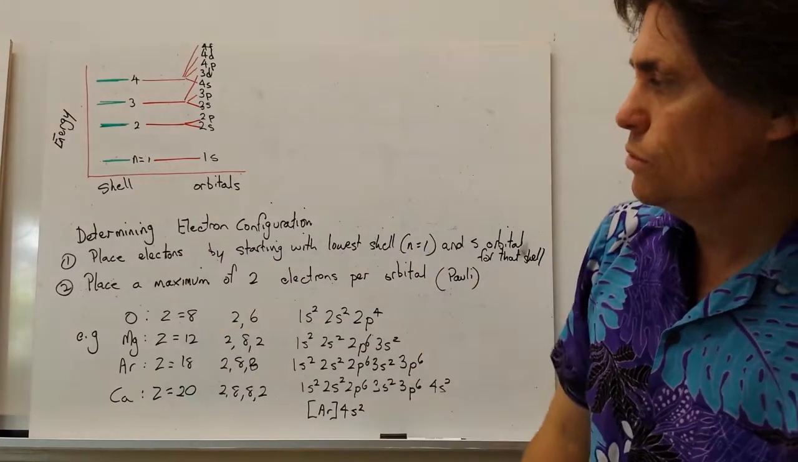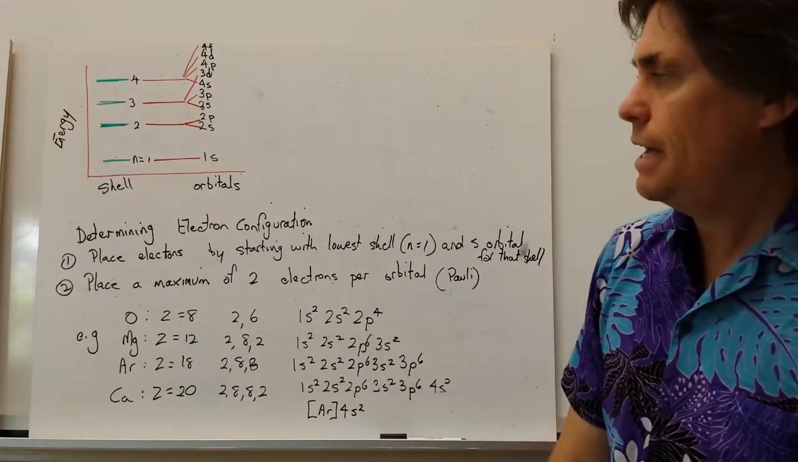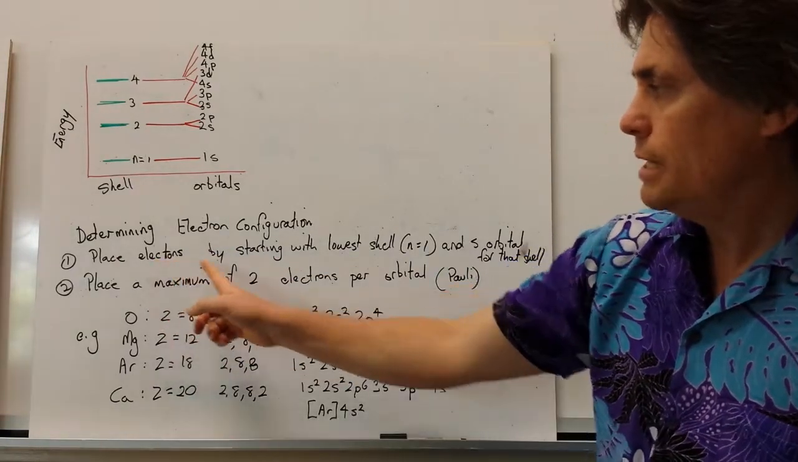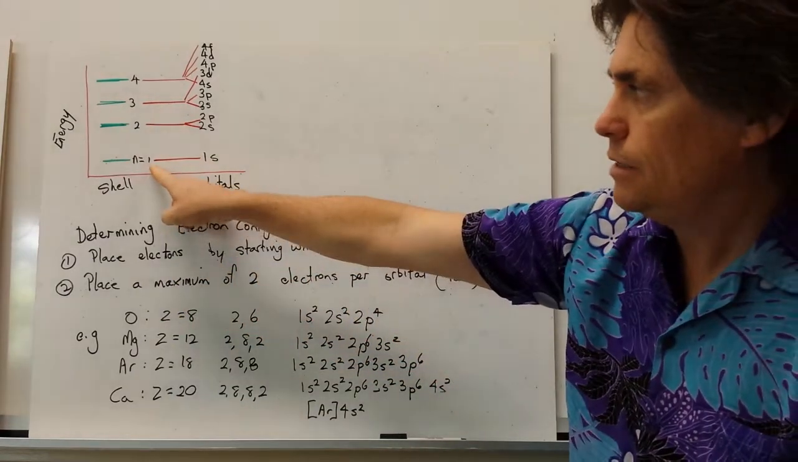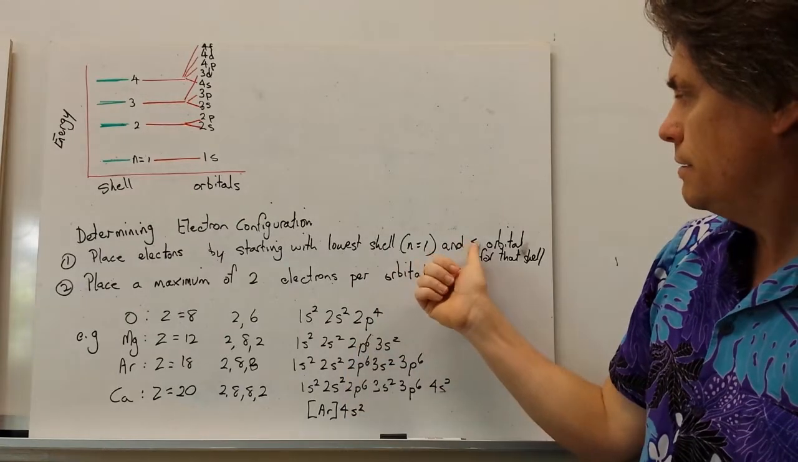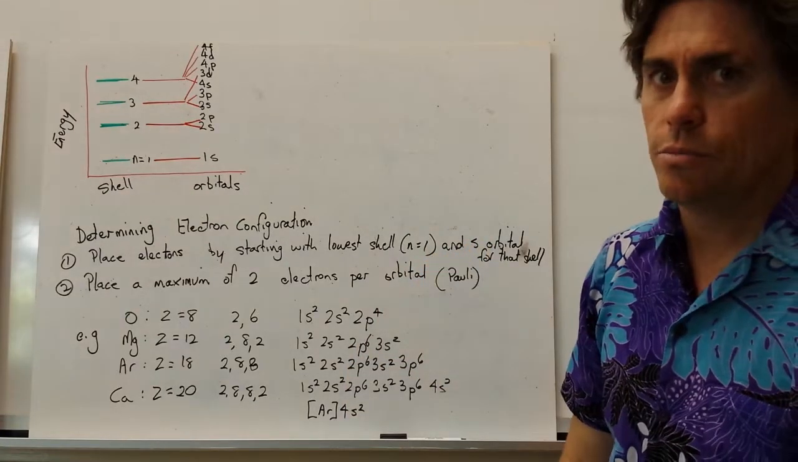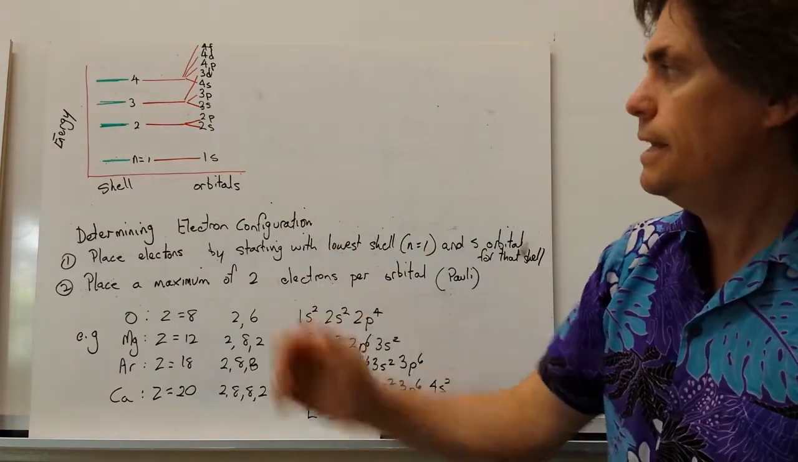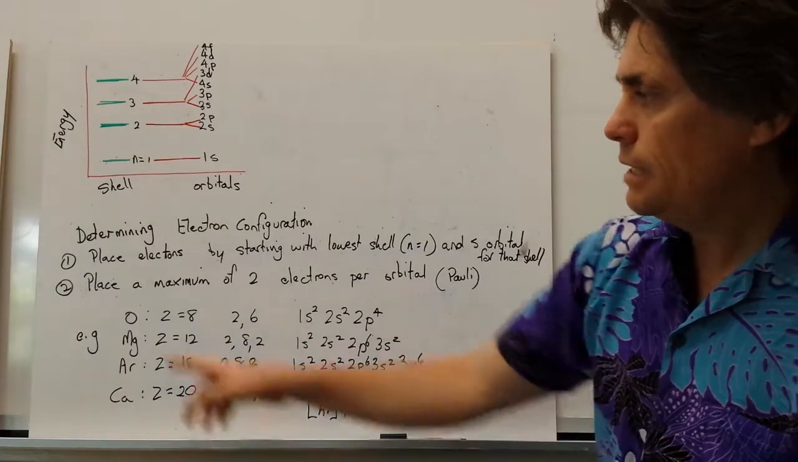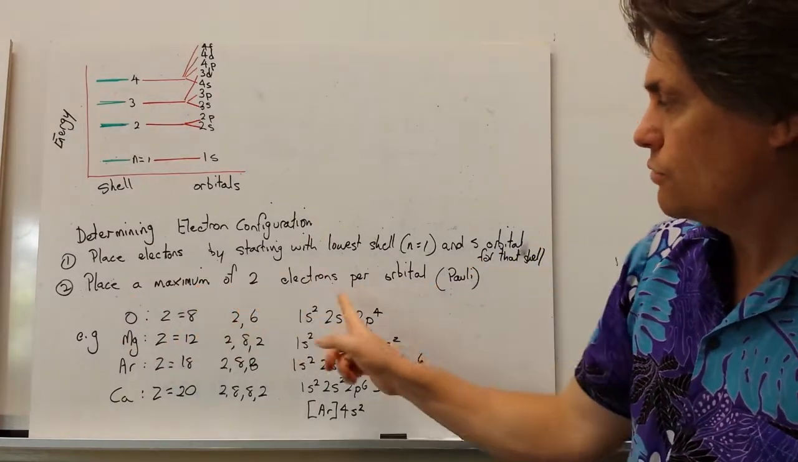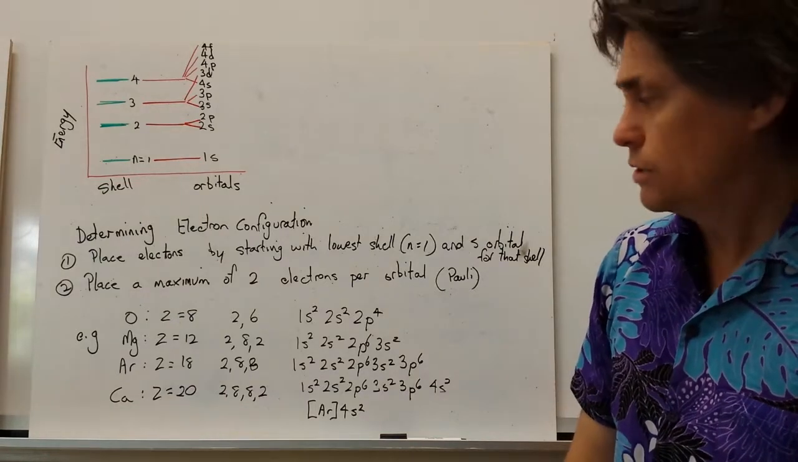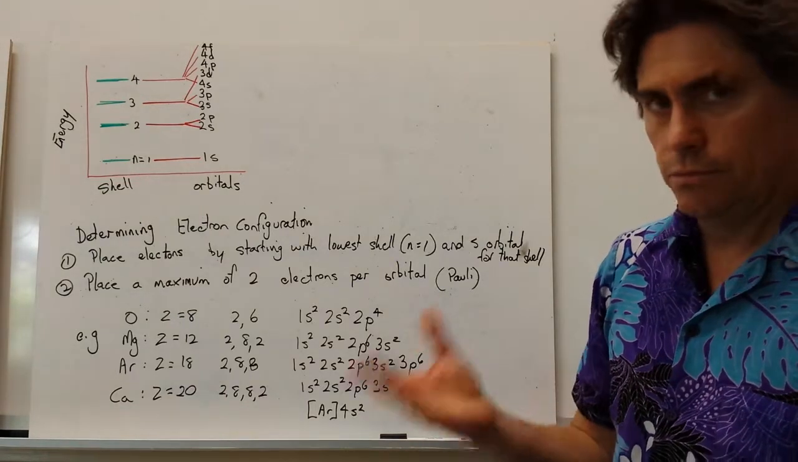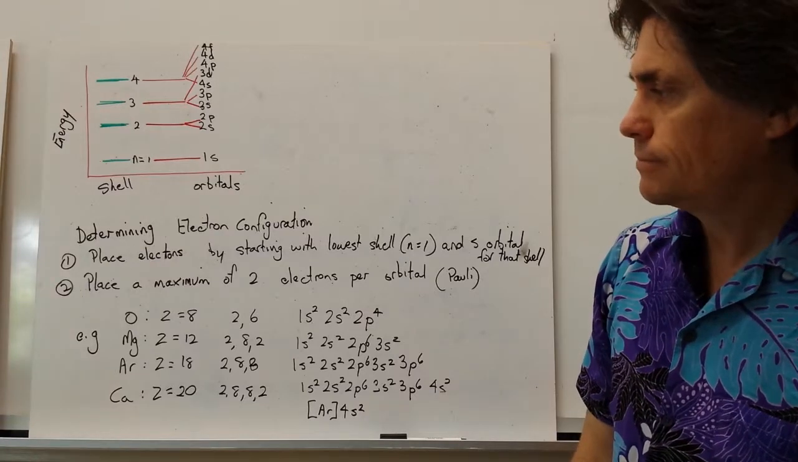So let's look at some rules to show the configuration of atoms. First of all, we place electrons by starting with the lowest energy shell, n equals 1. And the electrons will go into the s orbital in preference to the p's and the d's and the f's. Secondly, we can place a maximum of 2 electrons per orbital. And that comes from what's called the Pauli exclusion principle. We don't need to go into the detail here.